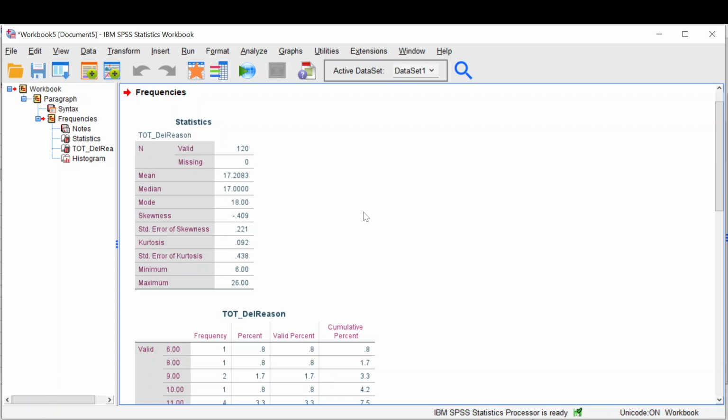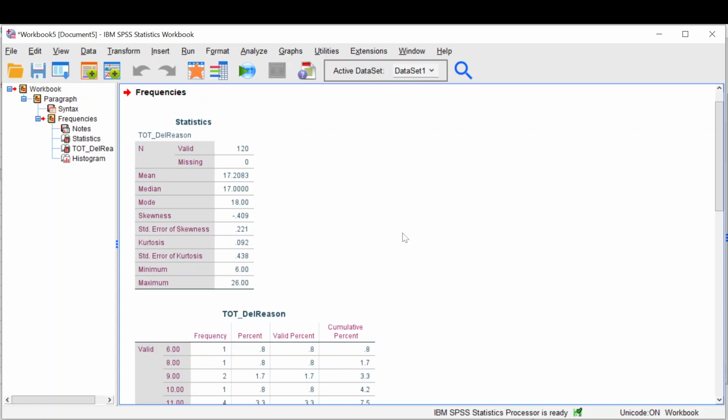Here we're close. We have a negative 0.409, but because it's within our range of negative 0.5 and positive 0.5, we would conclude from this statistic that our data is normally distributed. That is, not skewed. The next value is kurtosis.